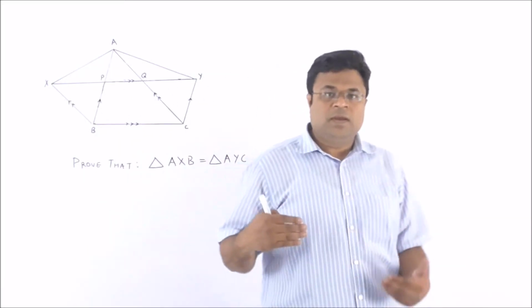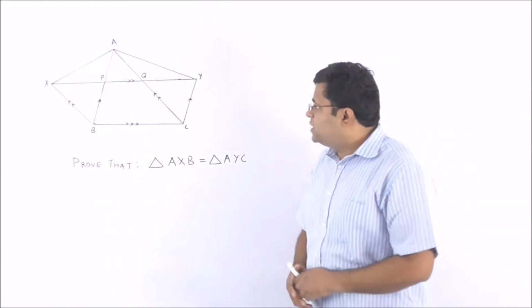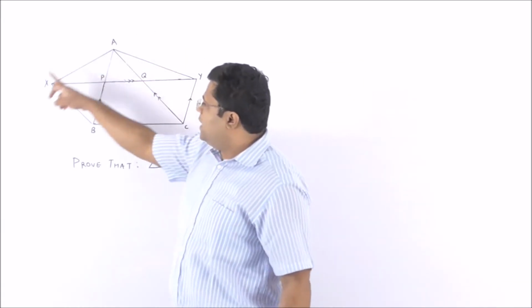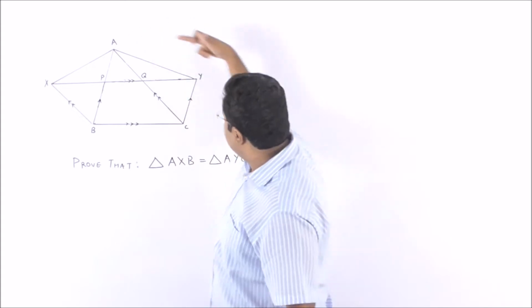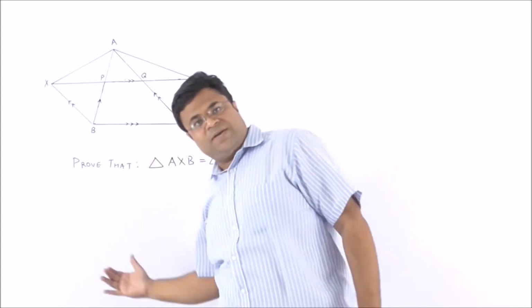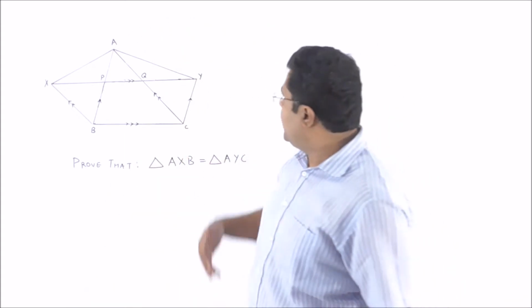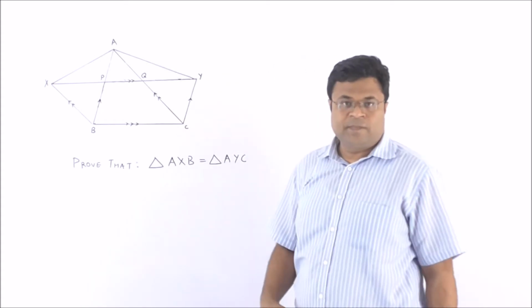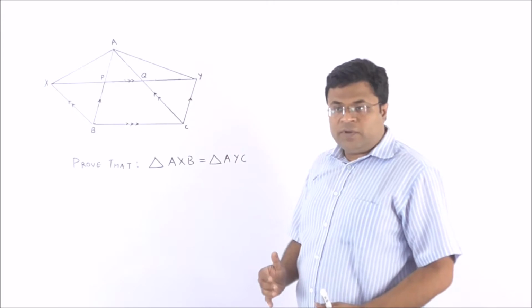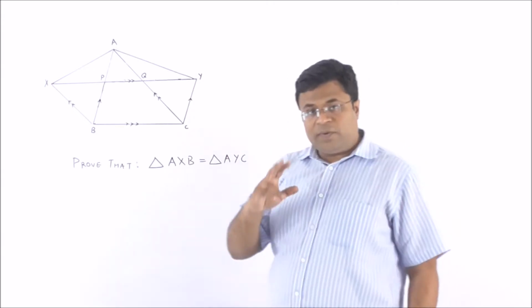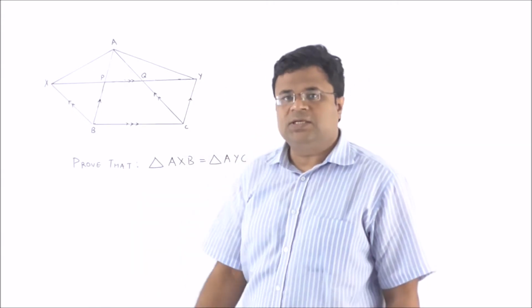Now, this question is very interesting. We need to prove that triangle AXB is equal in area to triangle AYC. Now here in your support, we will do some construction, and in your support will come two more triangles.